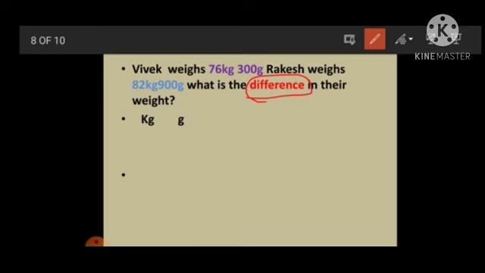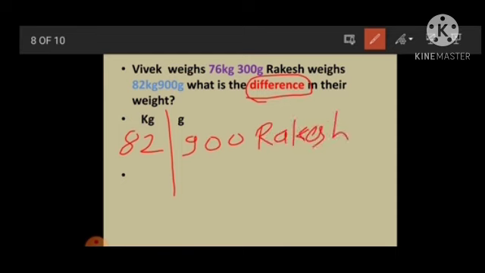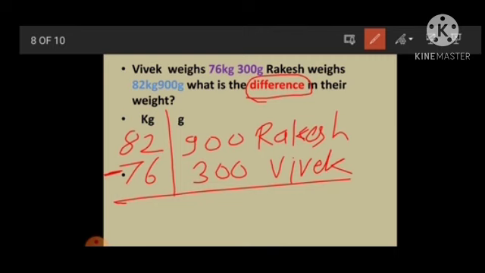So which weight is bigger? Rakesh's weight. So we write here first Rakesh's weight, 82 kilogram 900 gram. And Vivek's weight, 76 kilogram 300 gram. So now we subtract. Difference means subtraction. 0 minus 0, 0. 0 minus 0, 0. 9 minus 3, 6. 2 minus 6, is it possible? No. 12. Now 12 minus 6, 6. And 7 minus 7, 0.